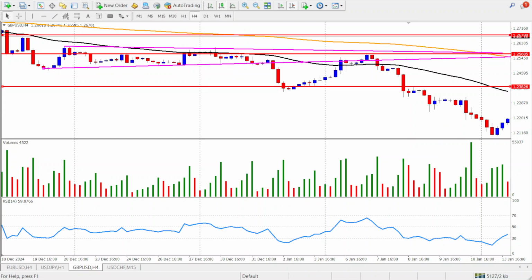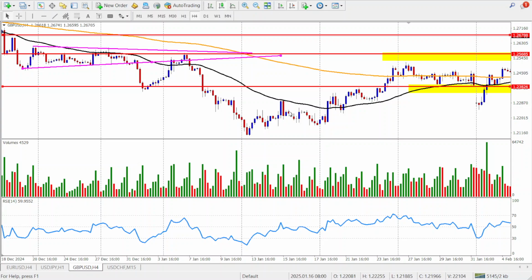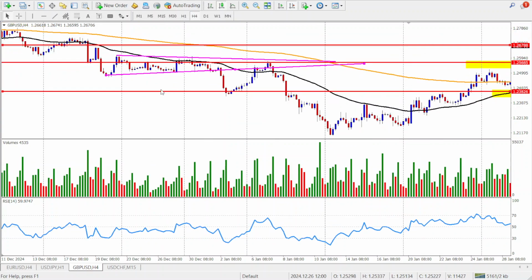Okay, the stronger the volume and momentum, the higher the chance that the breakout will continue. So if you have strong volumes and you have strong momentum, there's a high chance that breakout is actually going to continue. And we can see what happened after this breakout.